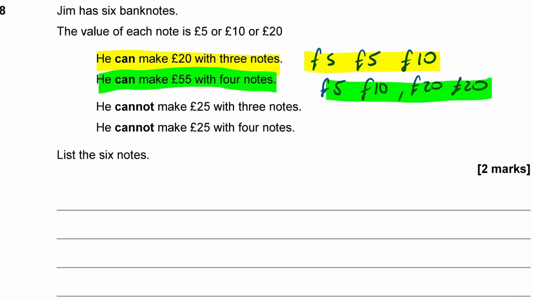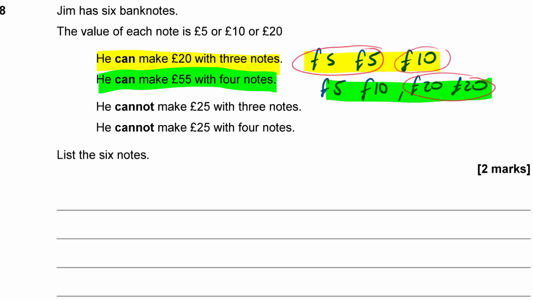So looking at these two together, if I can make £20 with a £5, £5, and £10, I must have at least 2 £5 notes. And if I can make £55 with 4 notes, which is a £5, £10, £20, £20, I must have at least 2 £20 notes. Plus, I must have at least 1 £10 note. So I reckon I know 5 out of my 6 notes now. I'm definitely going to have a £5, a £5, a £10, a £20, and a £20. I just don't know what other one I can have.